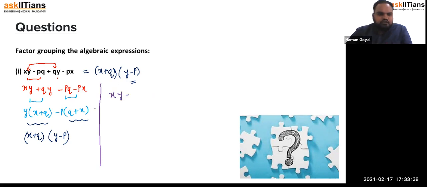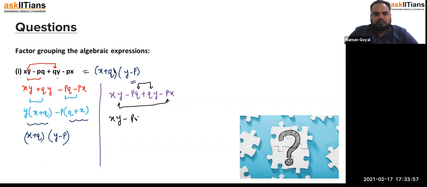So in this question, what we do, I just take these two things at one time. Now, if I want to take these two things at one time and these two things at one time, we definitely get the same answer. Why? Let me show you how we can get the same answer. Now, I just write down xy minus px. Okay, now minus pq plus qy.